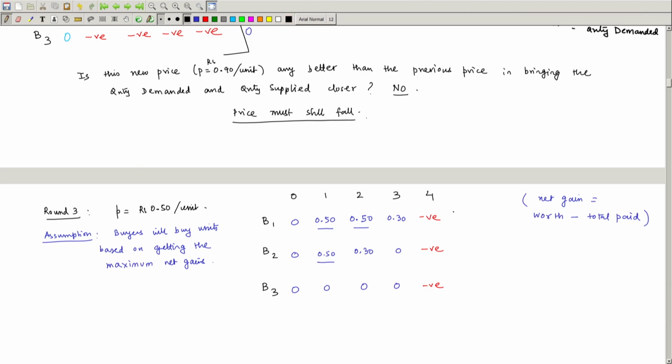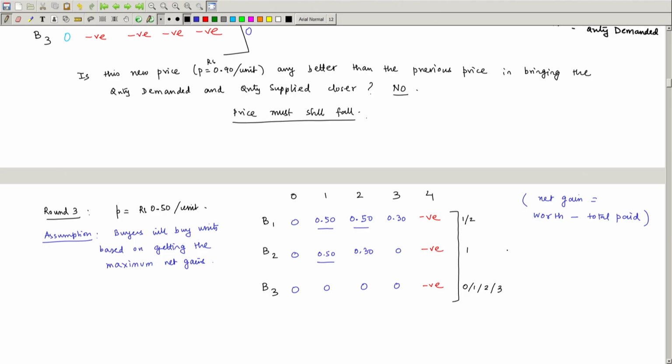Okay. Now, what do I know? So, let us make use of this information. For buyer 1, the choice is either buy 1 or 2 units. Buyer 2 wants to buy 1 unit, and buyer 3 is indifferent between not buying, buying 1 unit, buying 2 units or buying 3 units, right, because his net gains are 0 for all of these 3 cases. Notice, not buying is a perfectly valid choice for a buyer.